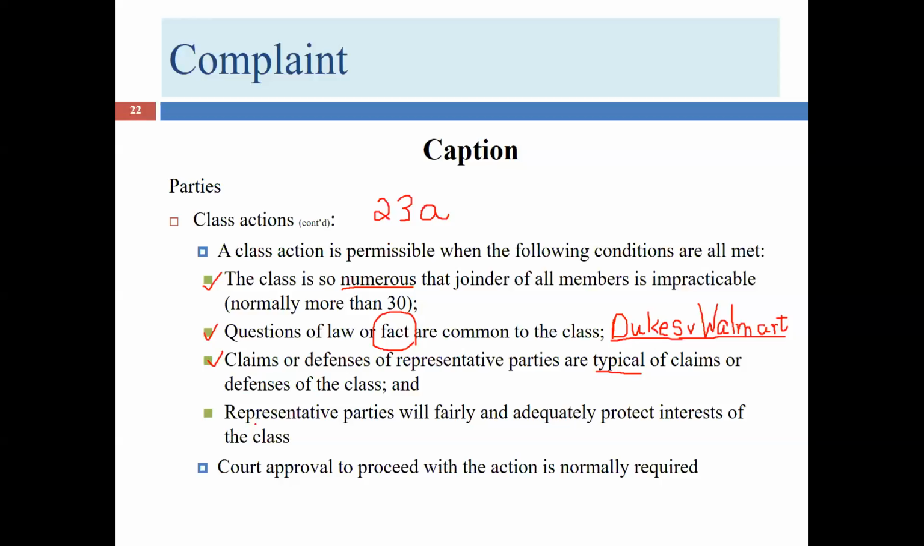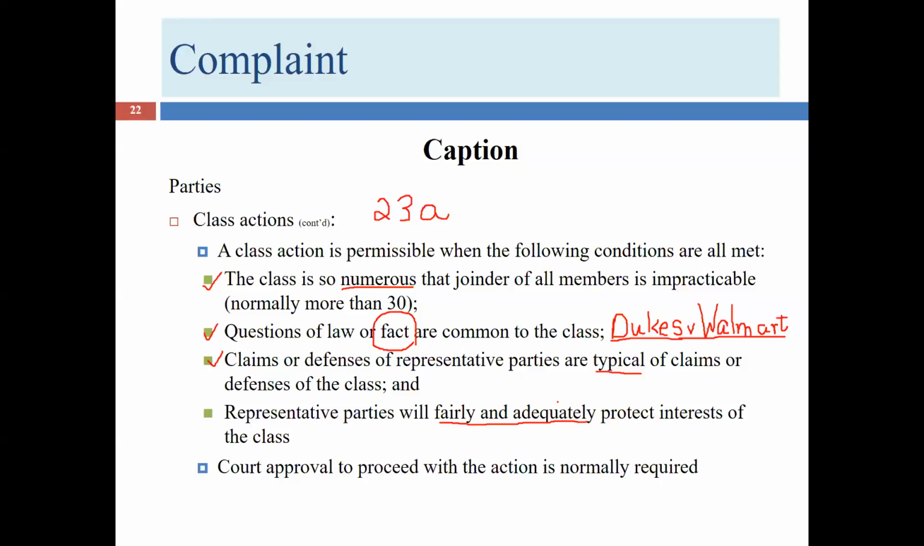Let's look at the last requirement. Representative parties, again, this is me, one of the people that's going to be named in the lawsuit, will fairly and adequately protect the interests of the class. Let's say that I am selected to represent the group of folks who got the 2-day rash. And so as the case goes forward, I'm going to be kind of the face of that category.